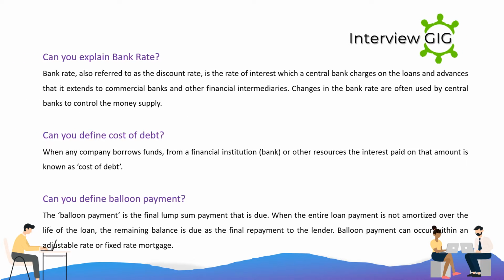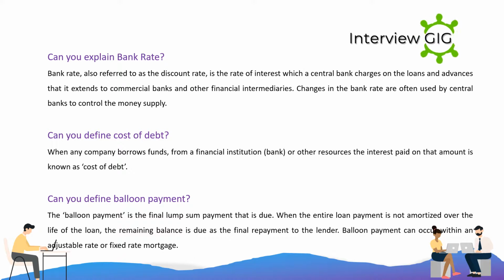Can you explain bank rate? Bank rate, also referred to as the discount rate, is the rate of interest which a central bank charges on the loans and advances that it extends to commercial banks and other financial intermediaries. Changes in the bank rate are often used by central banks to control the money supply.